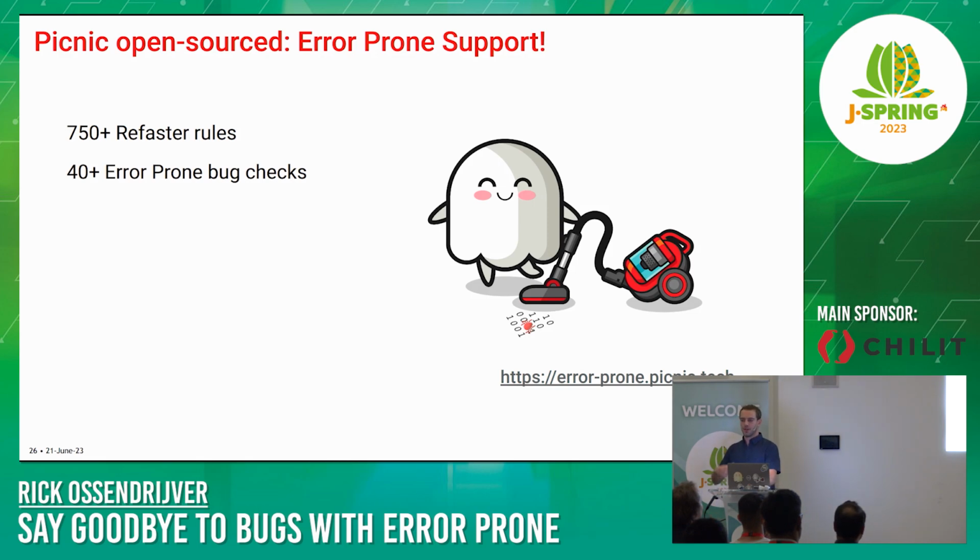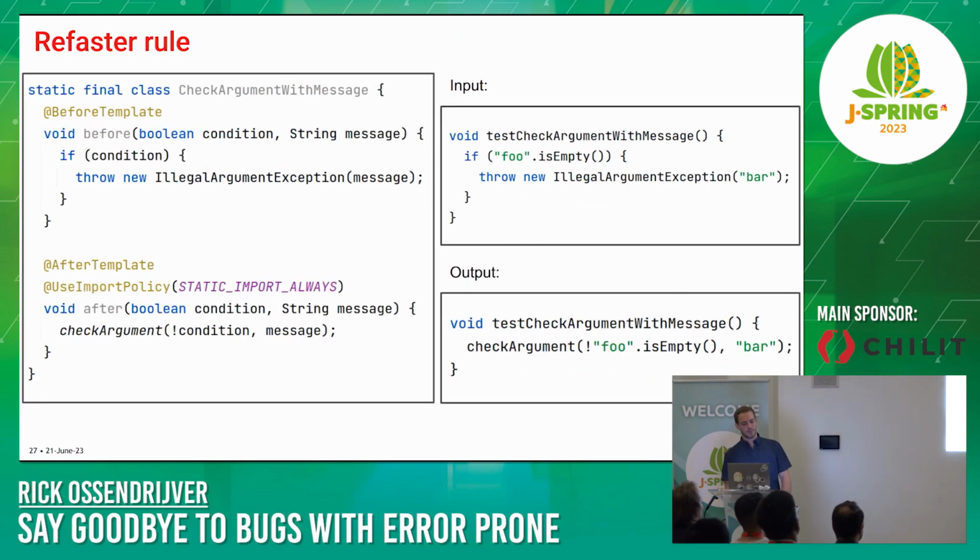Let me go over a few examples to give you an idea. We saw this one where we have a few ways of writing the same thing. In this case, we prefer the shorter version. If you have an if statement with a condition that throws a new IllegalArgumentException, we prefer checkArgument because, in our opinion, it's clearer.